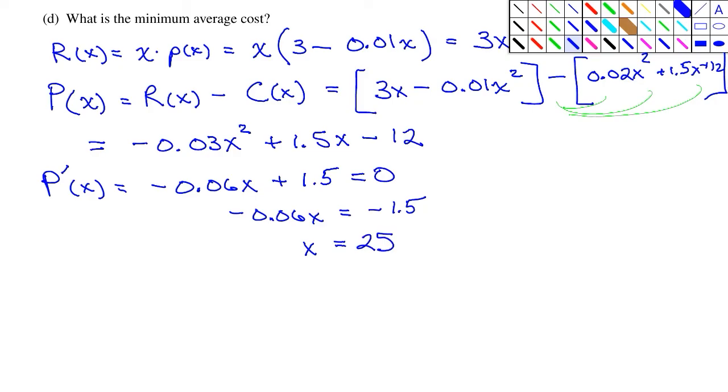Now be careful at this point. All that we have shown here is that 25 is a critical value. We still need to demonstrate that this is where the maximum occurs. It's a single critical value.